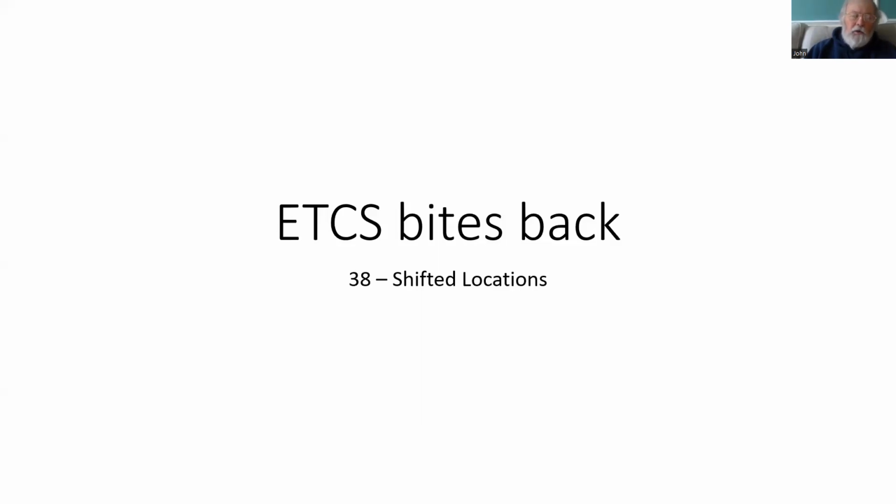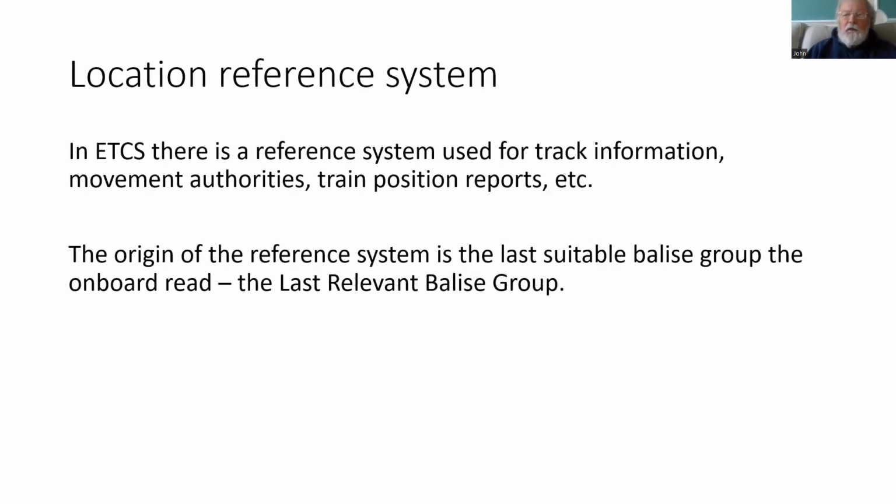And rather than continuing chapter 5, I decided to include a session on shifted locations, and that was in response to a request by a commenter on one of the earlier videos. So what are shifted locations all about? Well, ETCS has a location reference system, and that is used for track information, movement authorities, train position reports, anything where there needs to be agreement between the ETCS onboard and trackside about the location or extent of something.